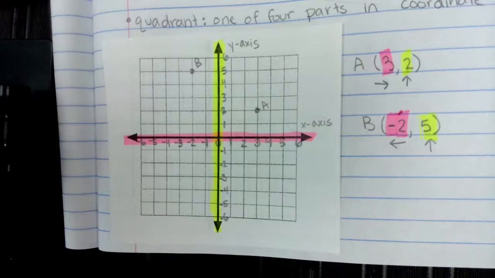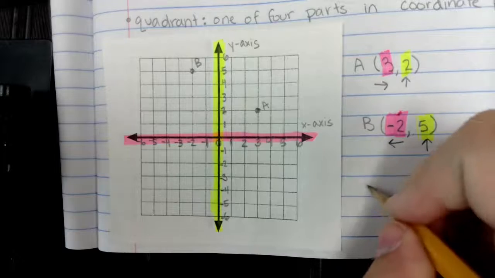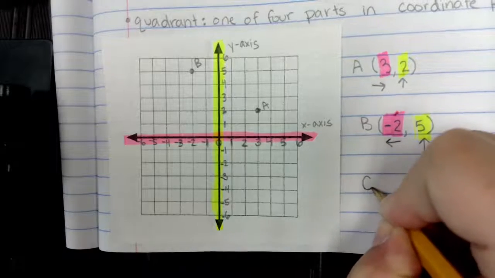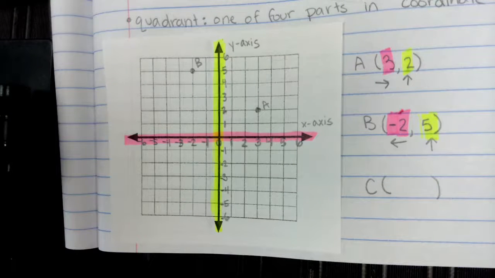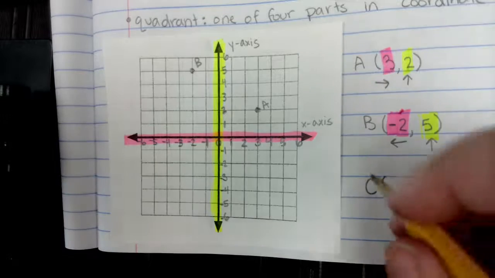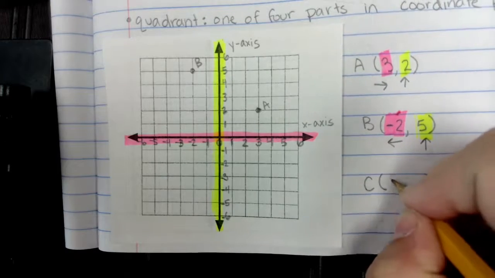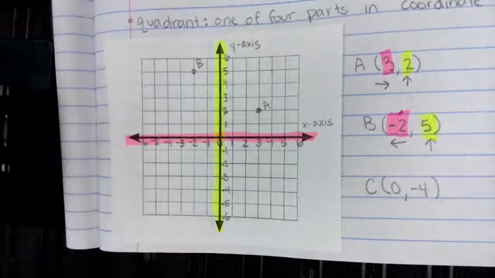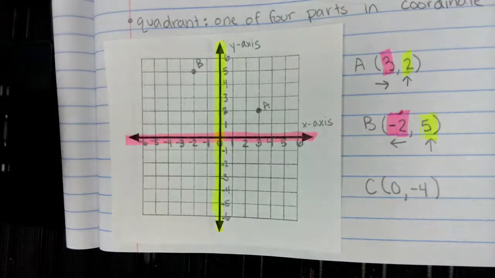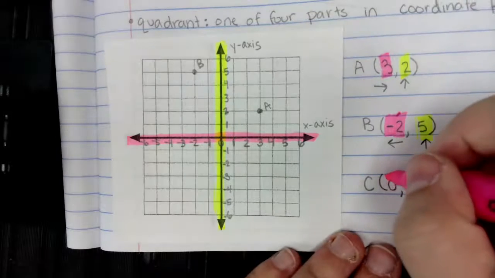Are we ever going to go down? What do you think? Yeah, some point in our lives we probably will. All right, C. We got 2 more points and then we got the rest of the time for practice. So for C, we're going to do 0, -4. So go ahead and highlight those with your X and your Y.